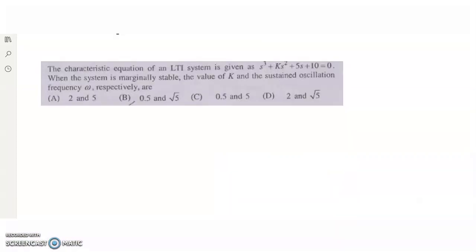So the first question, we are going to see this one. If you look at the question, the characteristic equation of an LTI system is given as S cube plus K S square plus 5S plus 10 equals 0. When the system is marginally stable, find the value of K and the sustained oscillation frequency. That means they are asking the value of K, and at the same time they are asking the omega value also. Both these two they are asking.